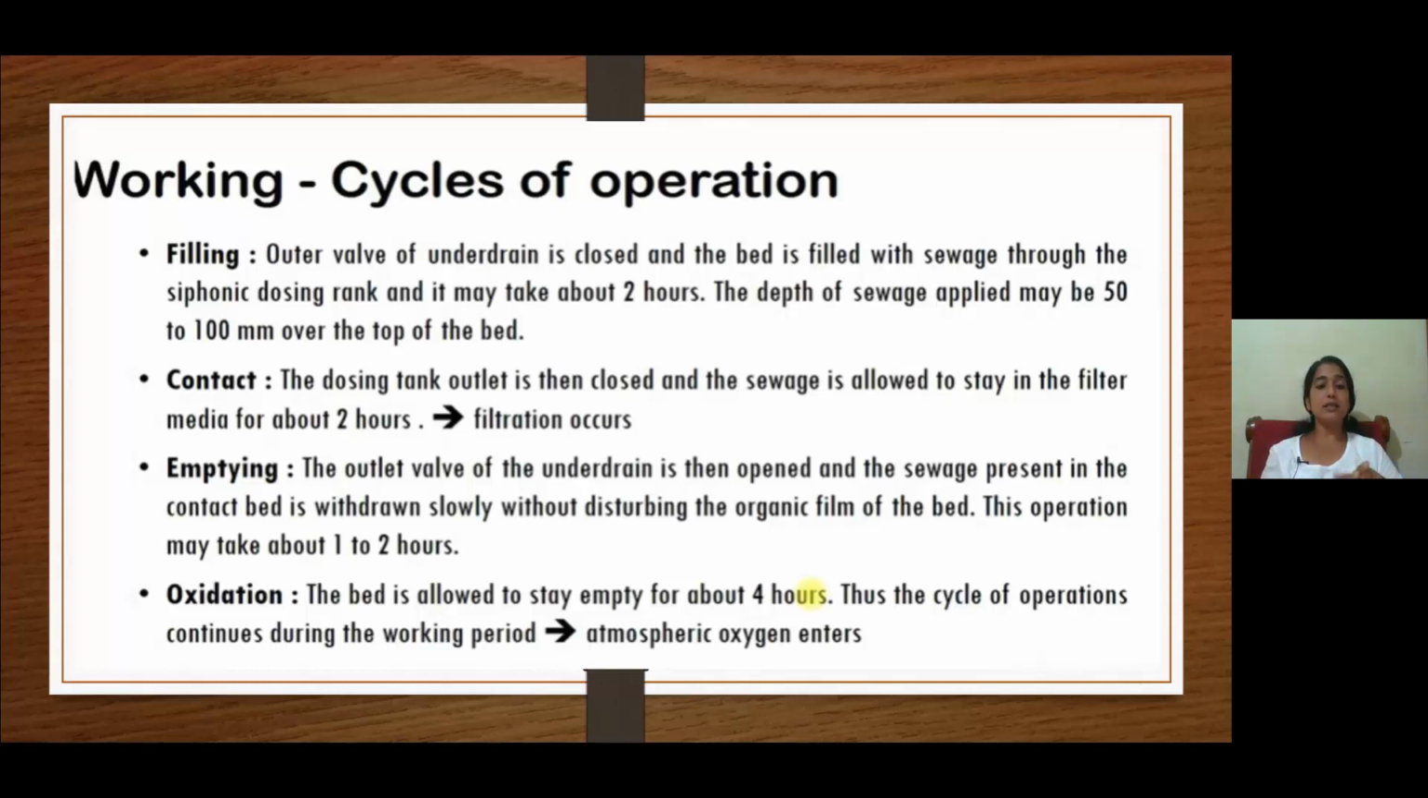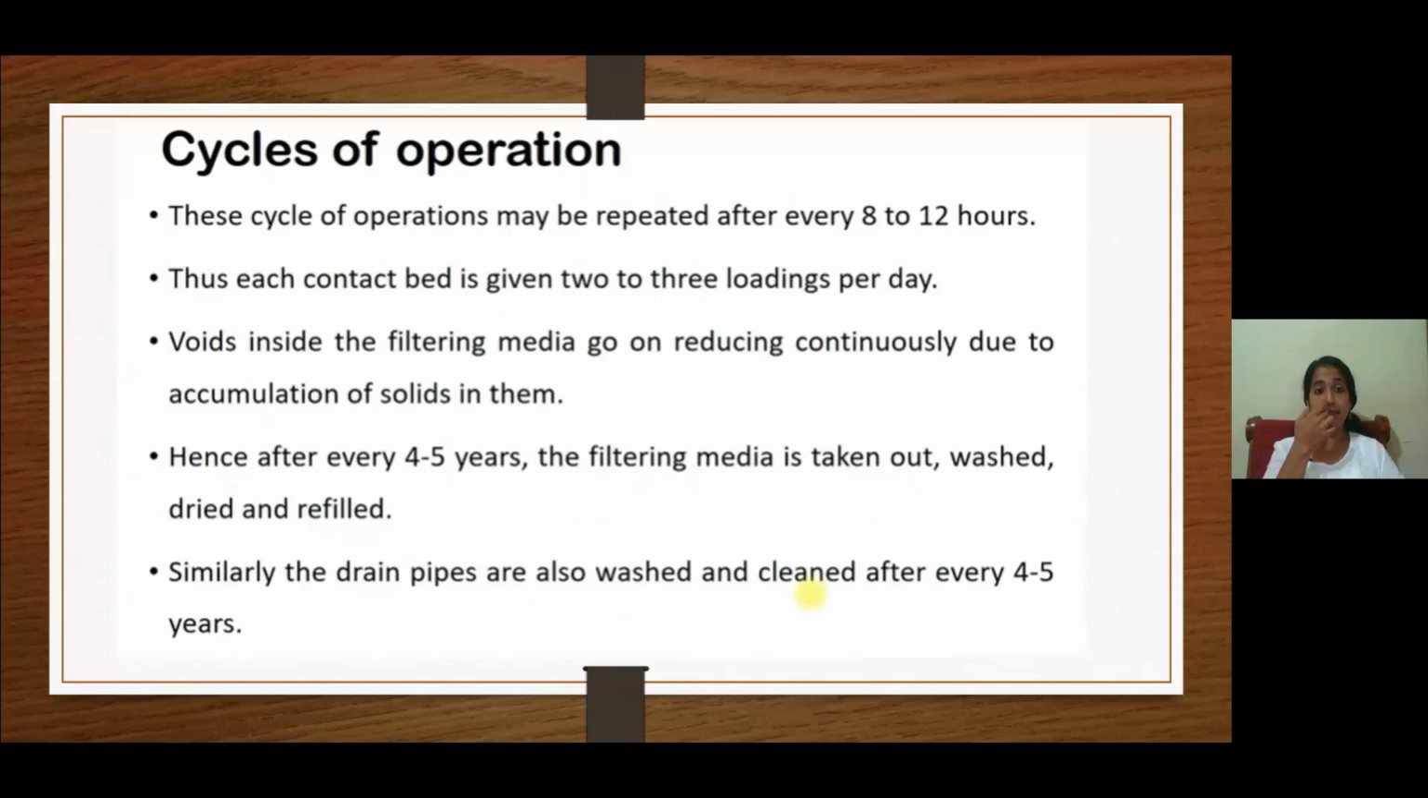Then the oxidation, the bed is now allowed to stay empty for about 4 hours. In this period, the atmospheric oxygen will enter into the filter media, and it will oxidize the organic matter present in the voids of the filtering media. Then this cycle of operations may be repeated after every 8 to 12 hours. That is, a complete operation may take 8 to 12 hours. Thus, each contact bed is given 2 to 3 loadings per day.